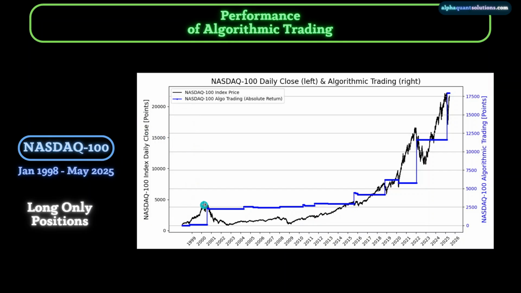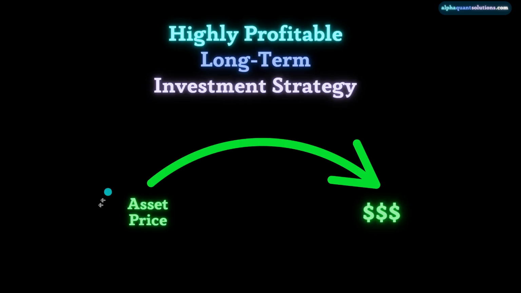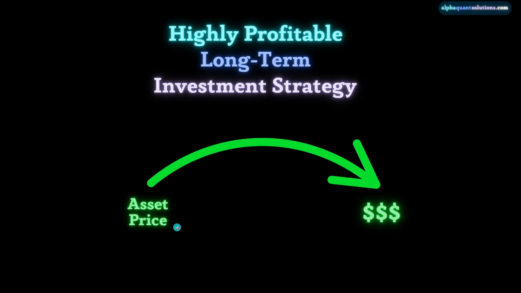Left y-axis Nasdaq in black, right y-axis cumulative investment strategy in blue. Same here, left y-axis S&P 500 ETF, the SPY in black, right y-axis cumulative investment return strategy in blue. So in this video, we will show how by starting with just asset prices, we can derive a really highly profitable long-term investment strategy.